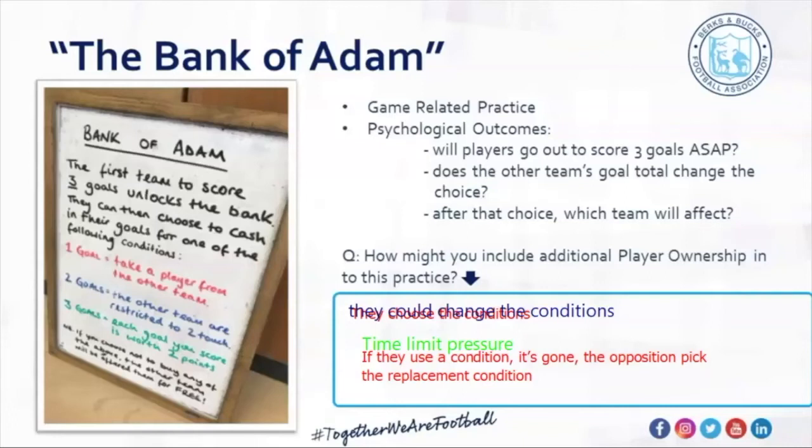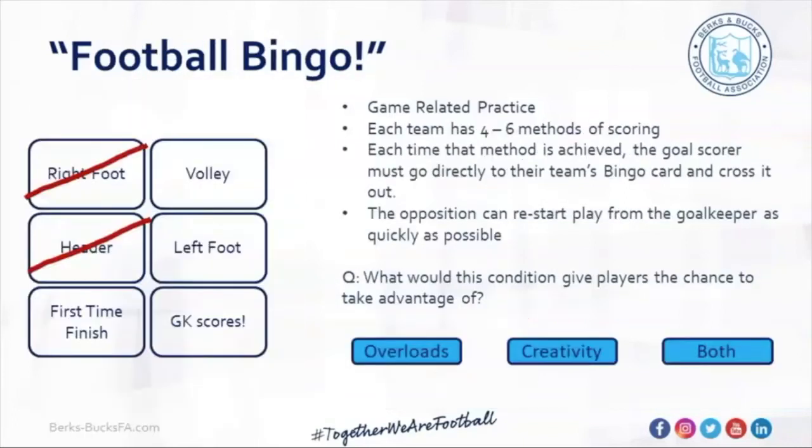Cool. Okay, the next one I've got on to, this is one I nicked as well, a guy called Russ Smith, who does a lot of stuff in the Midlands. He's another affiliate tutor as well. There's a lot of stuff. We've chatted to him about a variety of different things like this. A game of football bingo. So your players choose 4 to 6 different ways of scoring. And it's the first team to fill up their bingo card and the first team to score house.